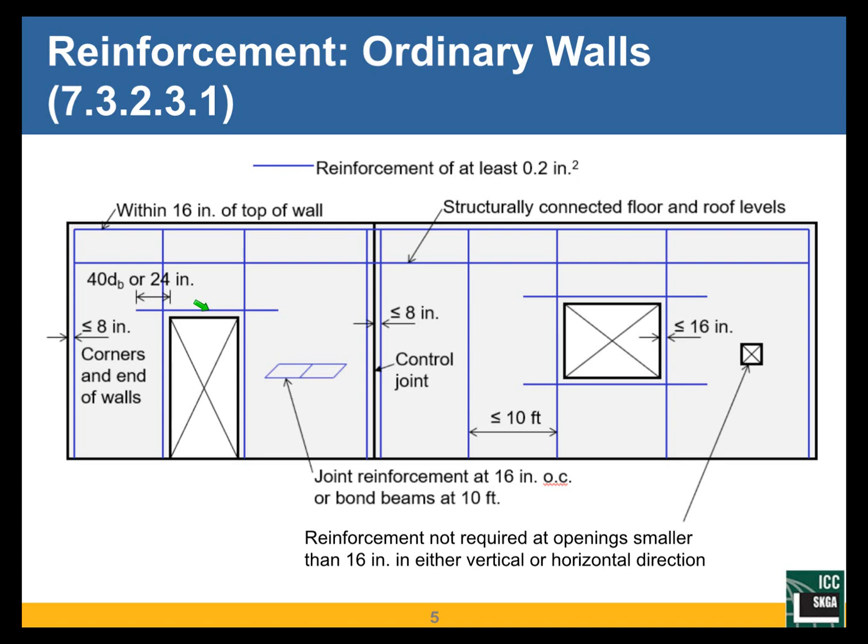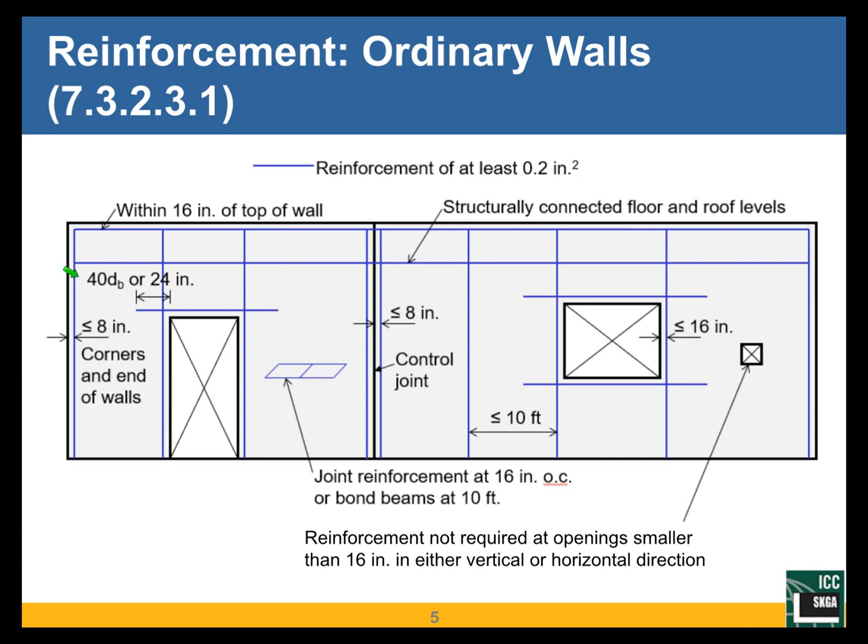Suppose we needed a number 5 bar here just to carry the load of the masonry above it, any dead load, perhaps some live load or some load coming in from a roof. If we had a number 5 bar in the lintel, that means we don't have to add extra reinforcement. And then we also have to have joint reinforcement at 16 inches or bond beams at 10 feet, and horizontal reinforcement at all diaphragms and within 16 inches of the top of the wall.